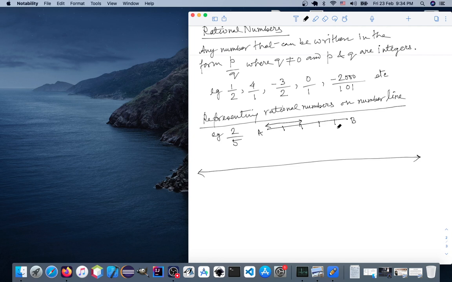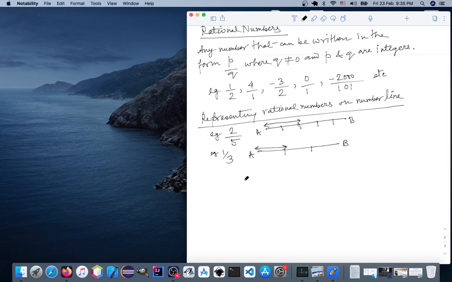So, if this would have been, let's say, another example, 1 by 3. So, we have a unit distance, and we divide this unit distance into three equal parts, 1, 2, 3, and then 1 by 3 actually means one such part. So, this is 1 by 3. Now, let's see how we represent 2 by 5 and 1 by 3 on the number line.